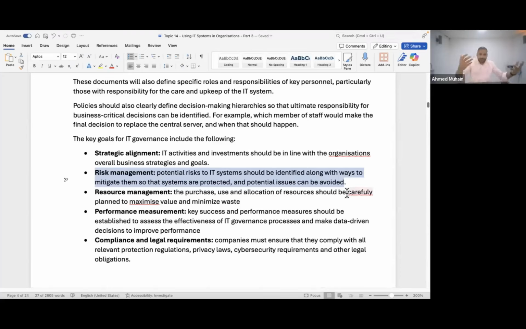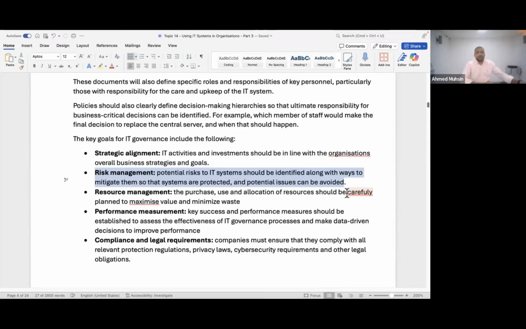Potential risks, possible risks that can take place to IT systems should be identified along the way. Not after it happens, along the way. As you keep using the system, you identify them. To mitigate them, we know what mitigate means? Mitigate means you try to minimize it, you try to reduce it, or you try to avoid it. In most cases, avoiding is very difficult, but you can try to reduce its impact.